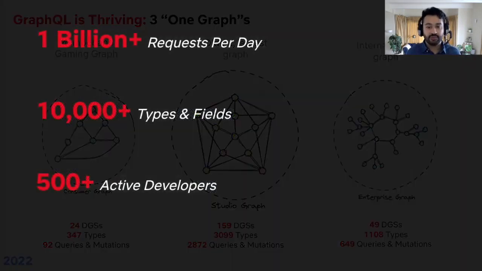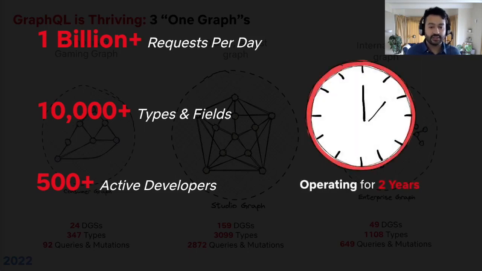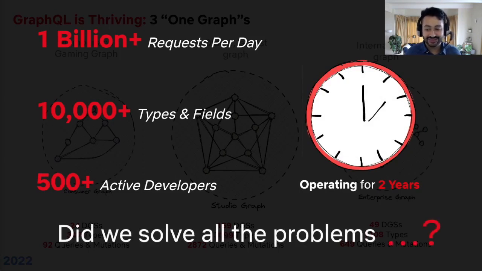So we're dealing with multiple dimensions of scale here. Over 1 billion requests per day, tens of thousands of types and fields, and 500 plus active developers. And it's been over 2 years since Jennifer and Steven presented, and we've been operating and scaling Federation. So did we solve all our problems? Not quite. I think using Federation has just introduced some new ones.